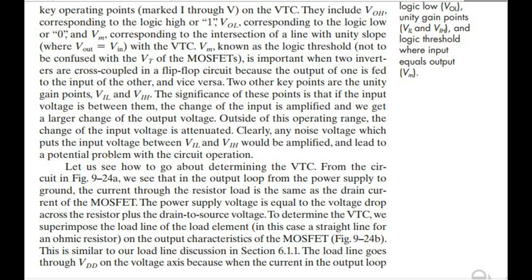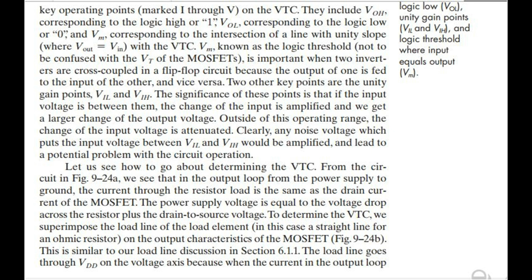Let us see how to go about determining the VTC. From the circuit in Fig 9.24a, we see that in the output loop from the power supply to ground, the current through the resistor load is the same as the drain current of the MOSFET. The power supply voltage is equal to the voltage drop across the resistor plus the drain to source voltage. To determine the VTC, we superimpose the load line of the load element, in this case a straight line for an ohmic resistor, on the output characteristics of the MOSFET, Fig 9.24b.